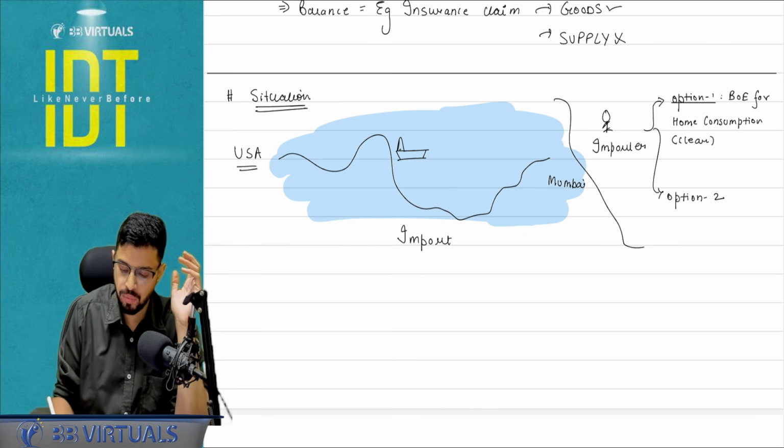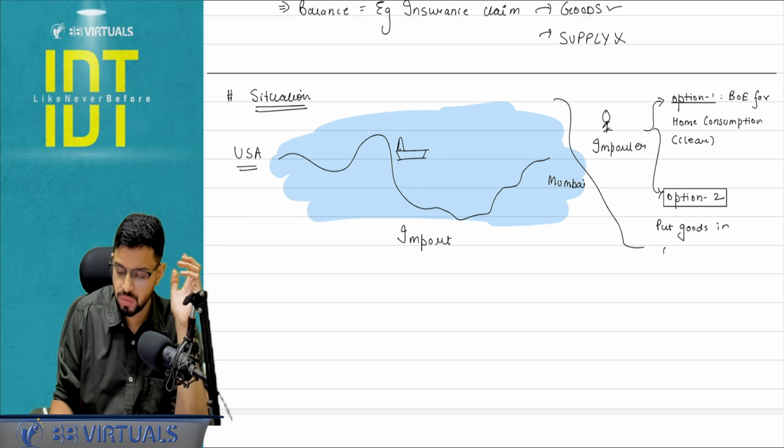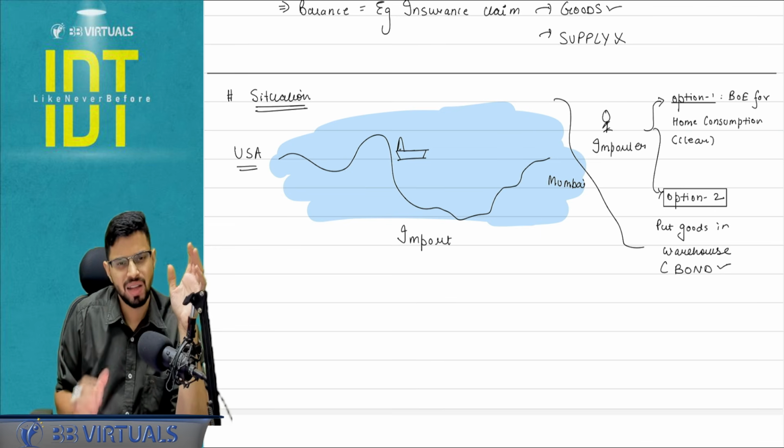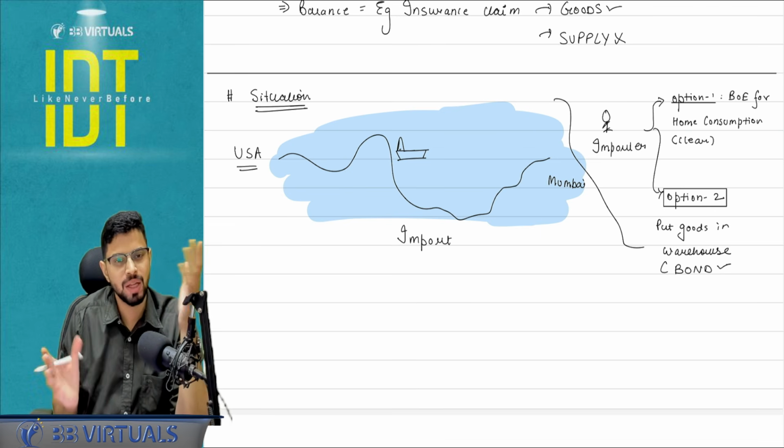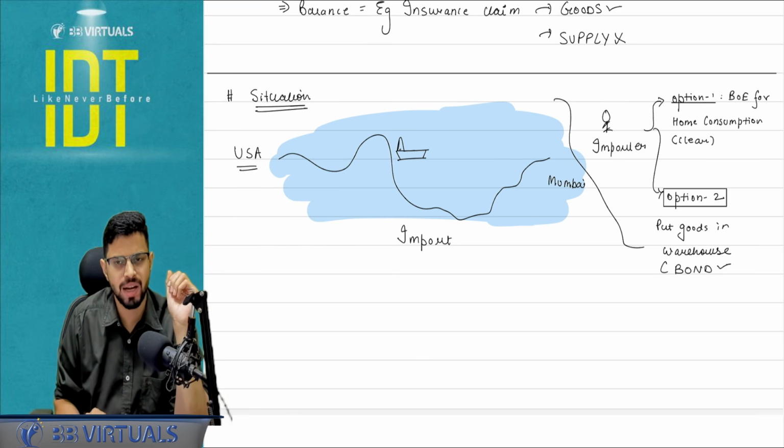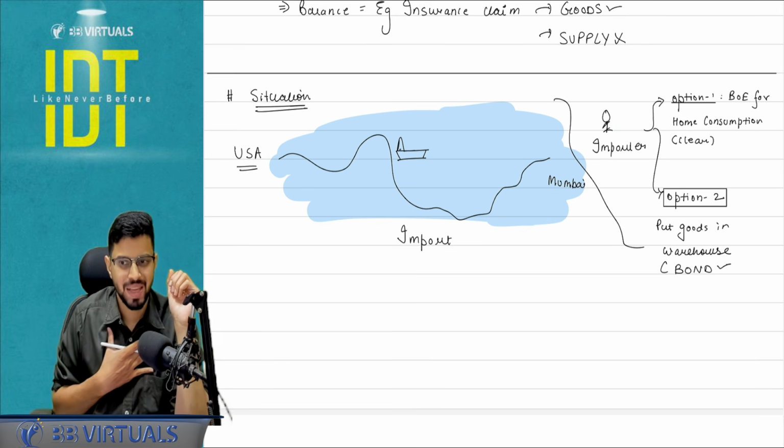Or you have an option number 2, you can put the goods into the warehouse. At that time, you have to sign a bond as well. Bond is just an undertaking that I will comply with the law, I will pay the duty later on, I will clear the goods later on. So you can put the goods into the warehouse. It's my choice. It's my discretion.